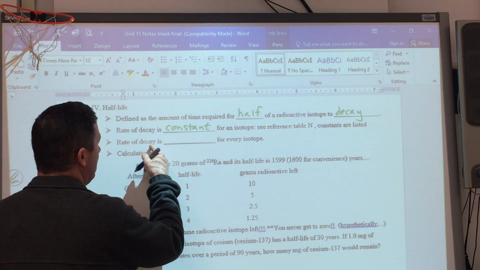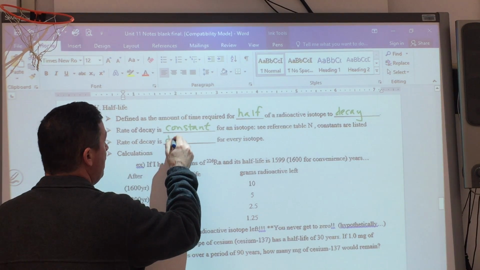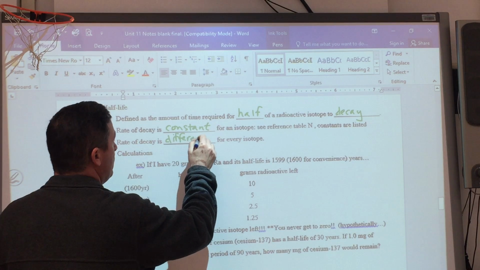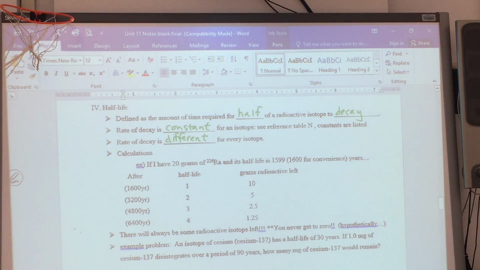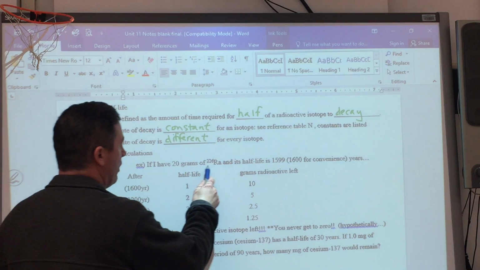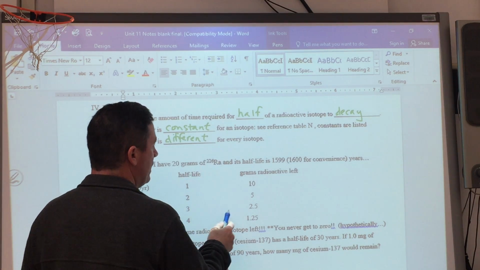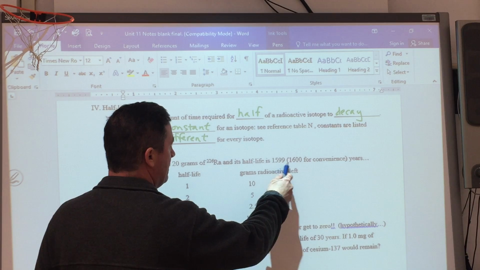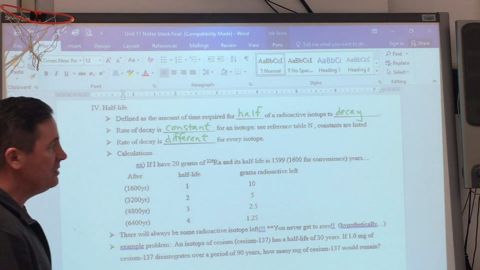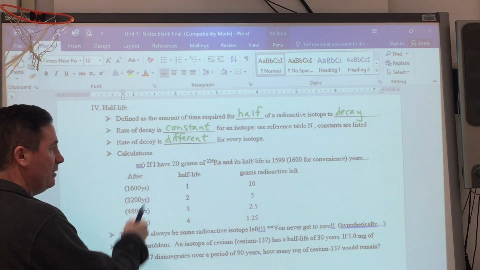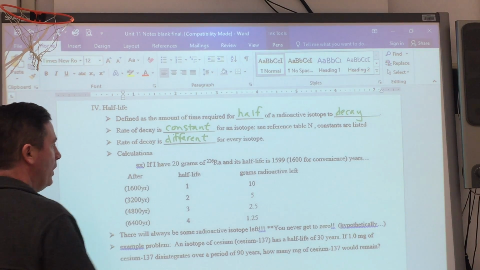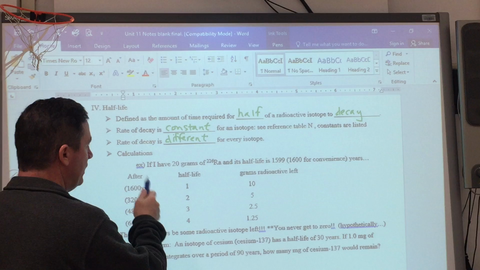This is also different. The rate of decay is different for every isotope. Even within the same atom, the same kind of atom, I should say. Elements have different radioactive isotopes. Each of those isotopes has a different rate of decay. So let's see what happens here. If I have 20 grams of radium-226, its half-life is 1599. I'm just going to convert it to 1600 just for explaining purposes. What happens here? Well, let's practice a little bit first.